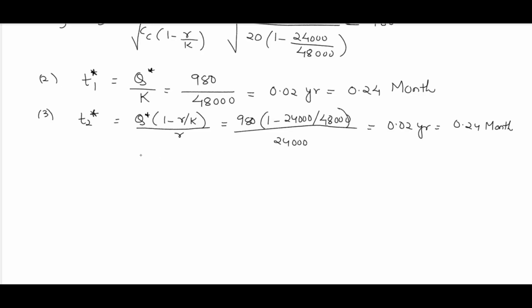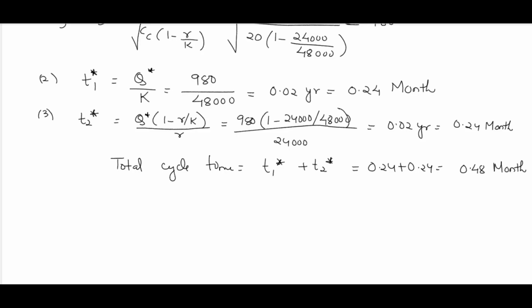So if you add it up, the total cycle time is equal to T1 star plus T2 star. So it will be 0.24 plus 0.24, which is equal to 0.48 month. So it will take 0.48 month for one cycle to be completed. This is all about EBQ, and how to work out the problem with the EBQ manufacturing model without shortage.